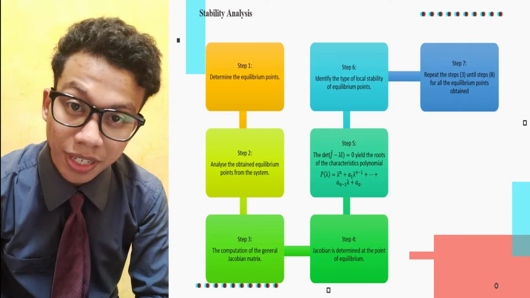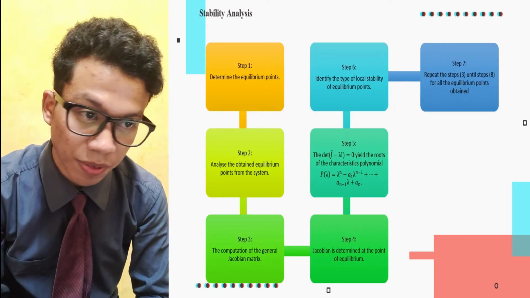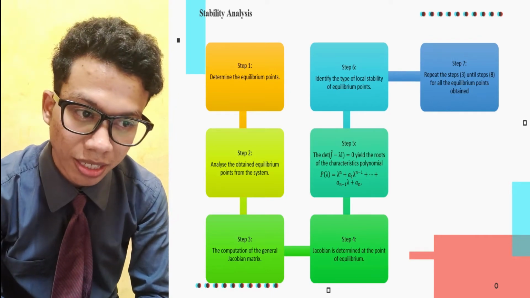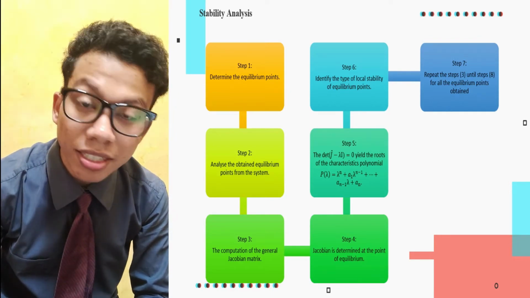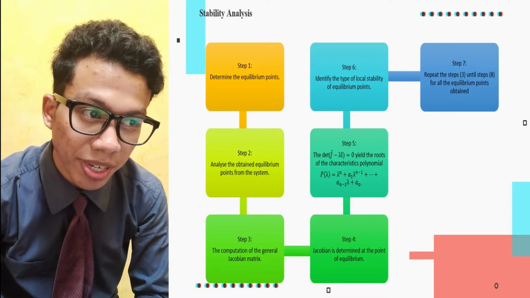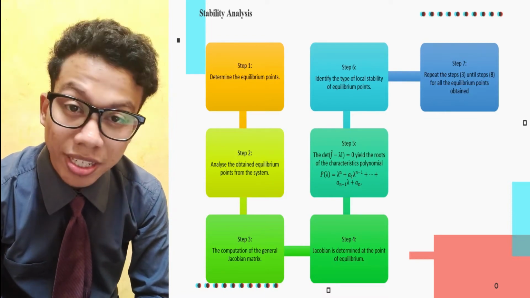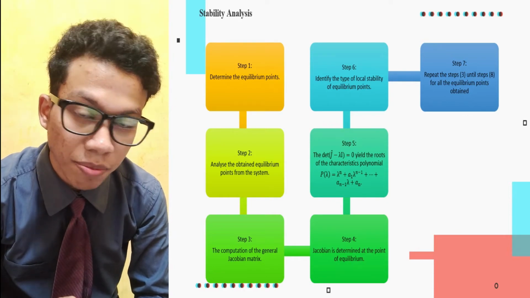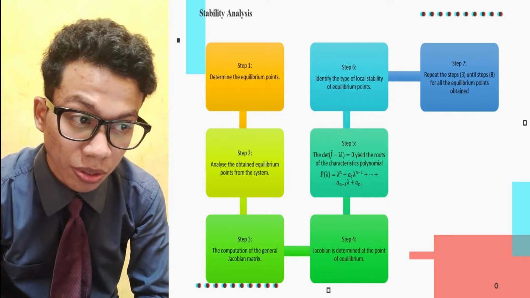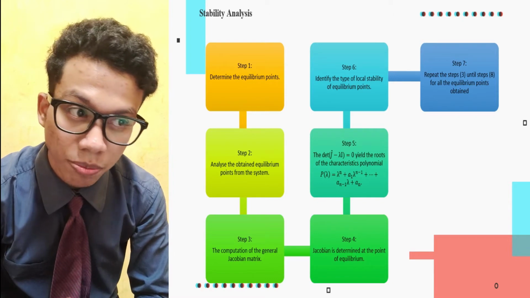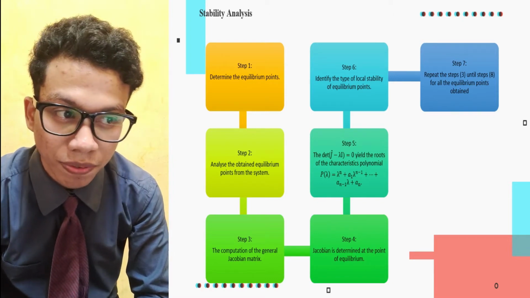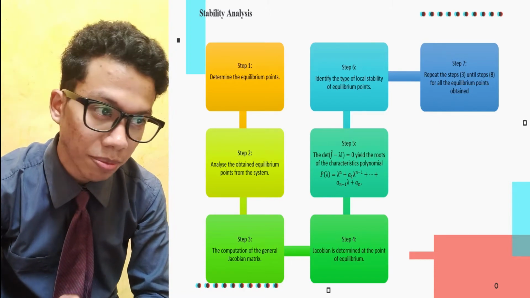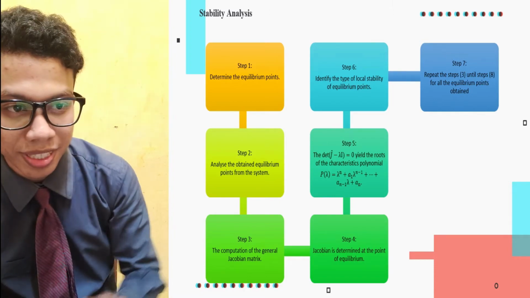The steps to find the stability analysis are 7 steps. First, determine the equilibrium points. Second, analyze the obtained equilibrium points from the system. Third, the computation of the general Jacobian matrix. Fourth, the Jacobian is determined at the point of equilibrium. Fifth, the determinant of J minus lambda I equal to 0 gives the roots of the characteristic polynomial. Sixth, identify the type of local stability of the equilibrium points. And lastly, repeat steps 3 until 6 for all equilibrium points that we obtain.